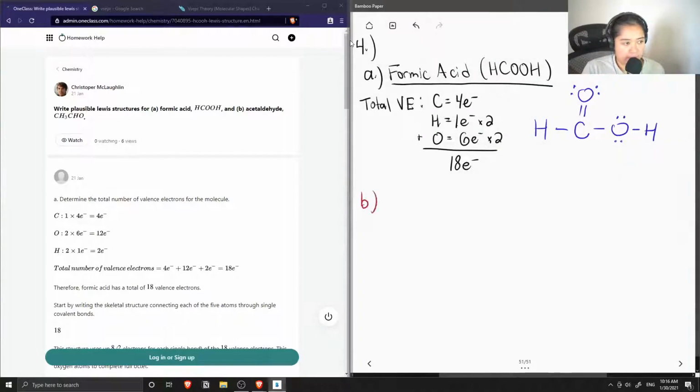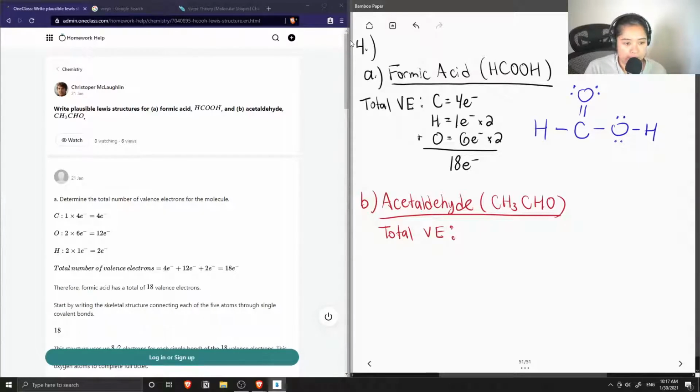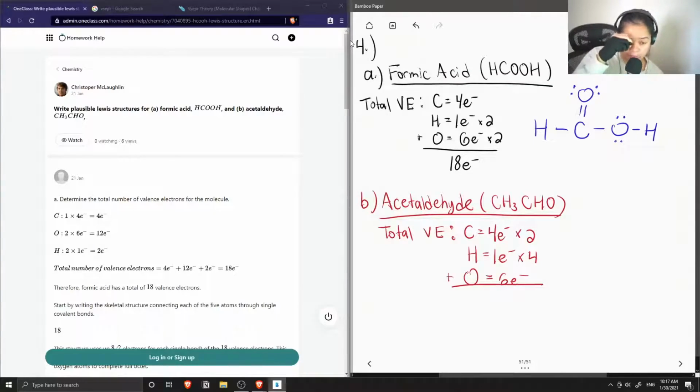And now let's do the same thing for acetyl aldehyde, which is CH3CHO. Okay, so let's also start off by finding its total number of valence electrons. Carbon is 4, and we have 2 carbon atoms this time, so we multiply that by 2. Hydrogen is 1. Multiply that by 4. And oxygen is 6. So if we add all these electrons up, we also get 18 valence electrons.